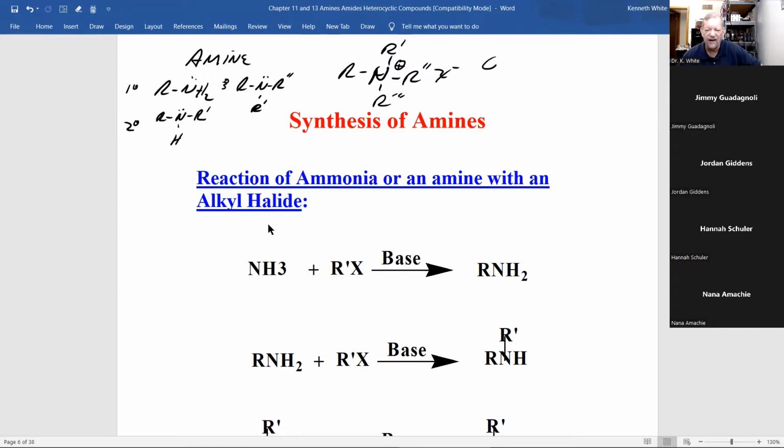And you can also have quaternary ammonium salts. And as I mentioned last week, I think I have 7 patents in here. I work for a company that was one of the largest manufacturers of quaternary ammonium salts in the world.